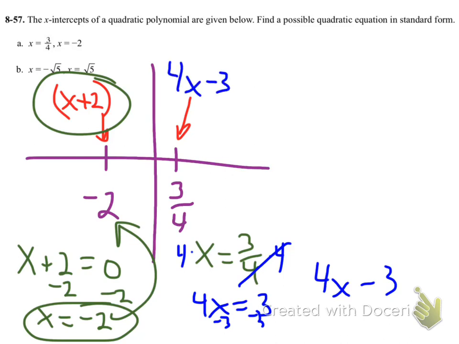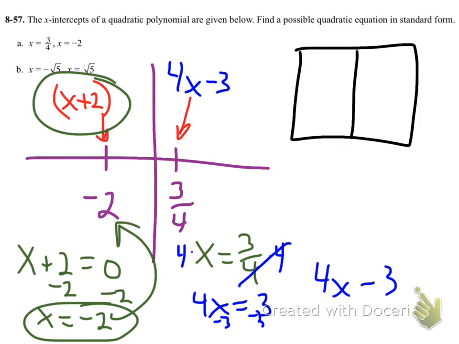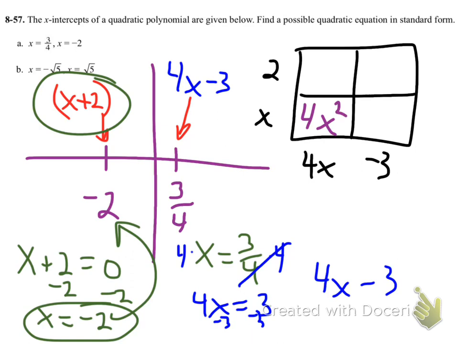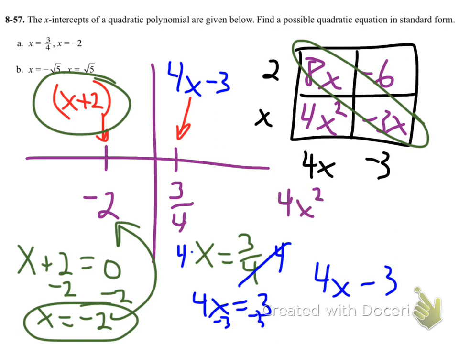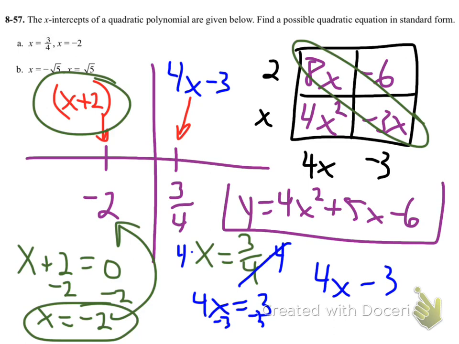Once I know my two factors, what I'm going to do now is go through and use a generic rectangle. So now I have 4x minus 3 and x plus 2, and fill in the spaces here. Combine my like terms. So my standard form of a quadratic for part A is going to be 4x squared plus 5x minus 6. So that is one possibility.